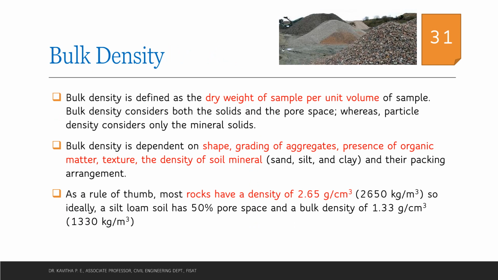Bulk density is defined as the dry weight of sample per unit volume considering the pore space, whereas particle density considered only the solid particles. Bulk density is dependent on shape, grading, presence of organic matter, texture, and density of the soil material. Rocks have a density of 2650 kg per meter cube, whereas silt is having a density of 1330 kg per meter cube because silt contains 50% of pore space.